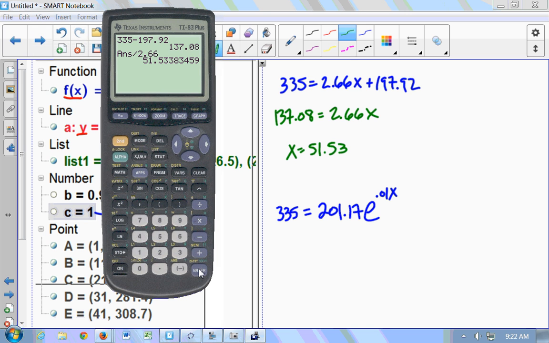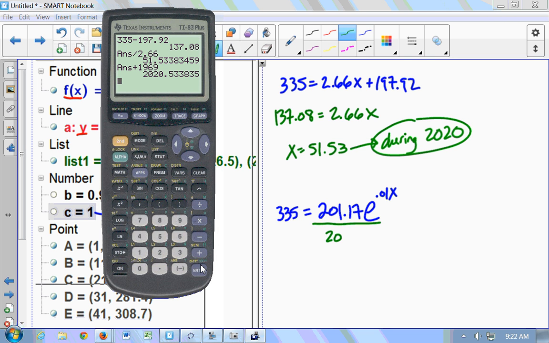And you get x is 51.53. So x was measured in years after 1969, right? So I just add 1969 to that, and you get the year 2020. So this is during 2020, about halfway through the year 2020. All right, and then this one to solve, first thing you want to do is isolate the exponential. So I'm going to divide both sides by 201.17.